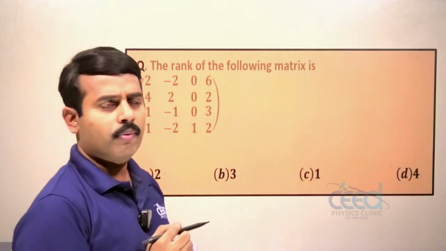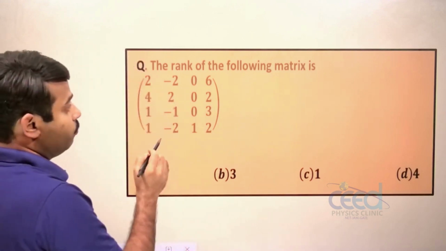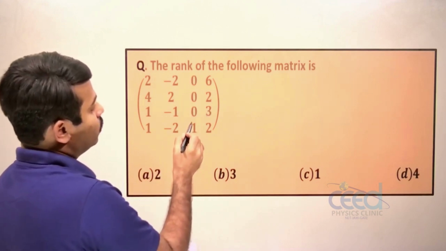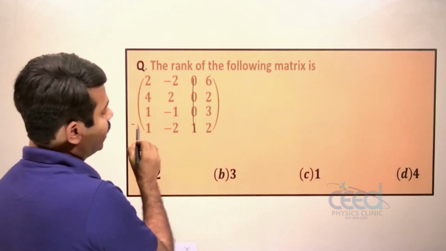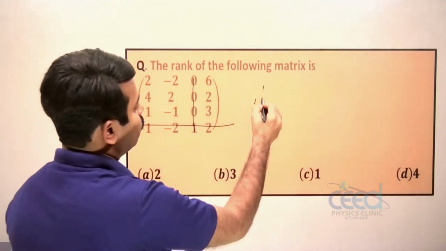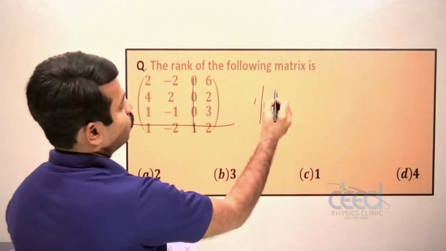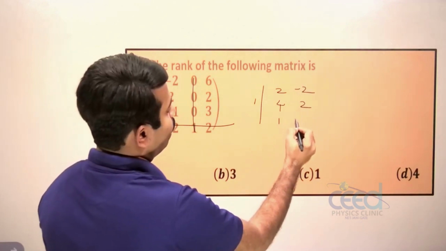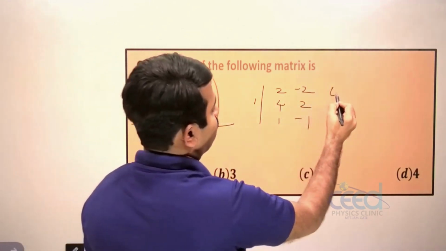So how do we find the determinant? It is very difficult to find directly. So see, take this column, and we can expand through this column. Then 1 into, what is the remaining matrix? 2, 4, 1, minus 2, 2, minus 1, 6, 2, 3.